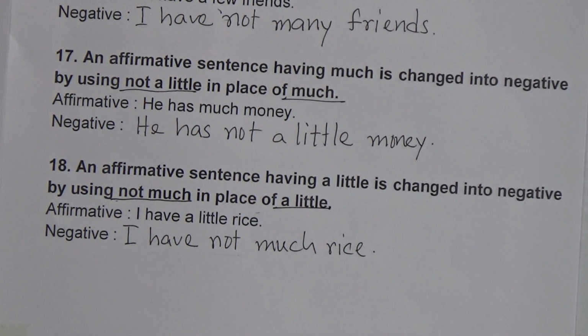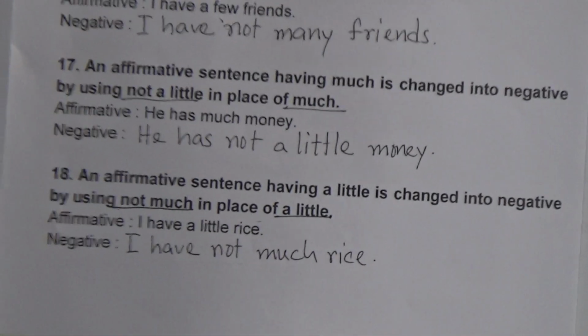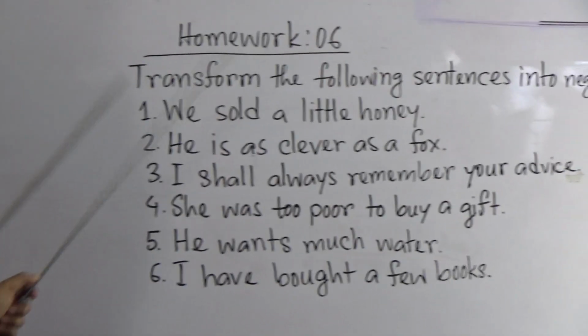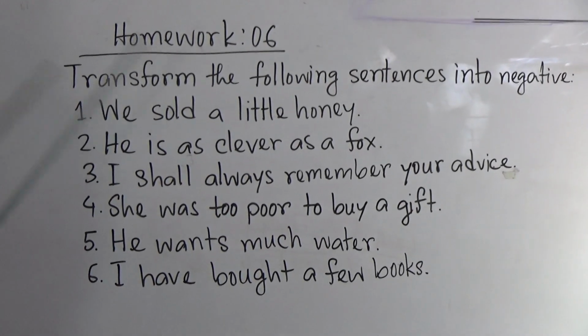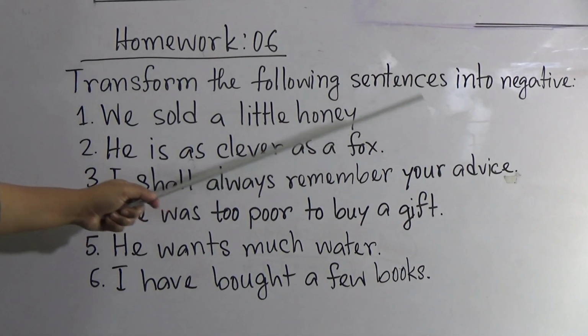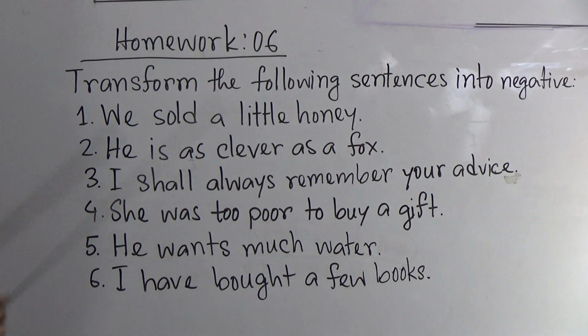So dear students, we have discussed rules number 10 to 18 today, and all of you will go through your book for these rules, and then you will do your homework number 6. Your homework number 6 will be: you will transform the following sentences into negative. That means you will change these sentences into negative.